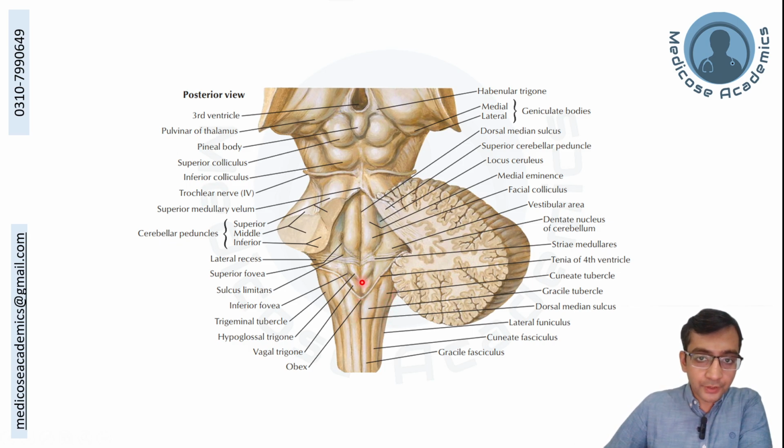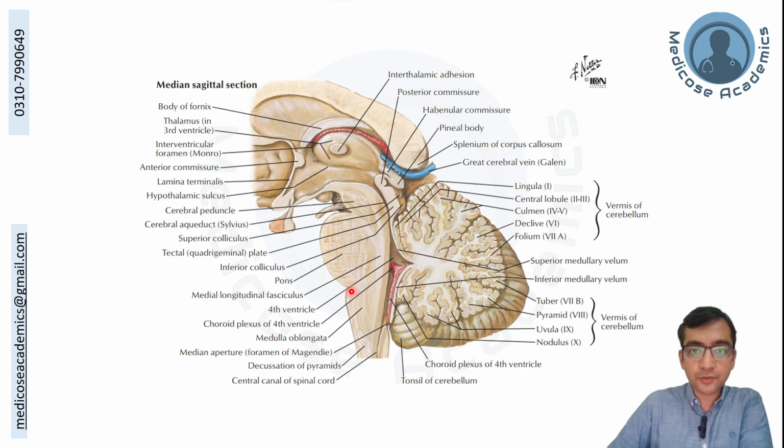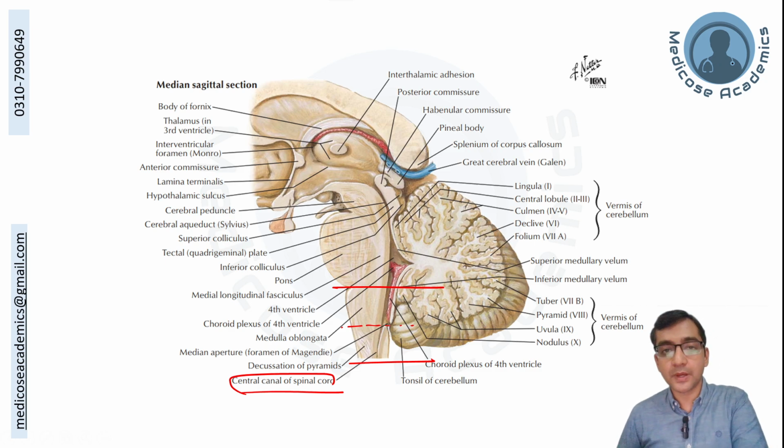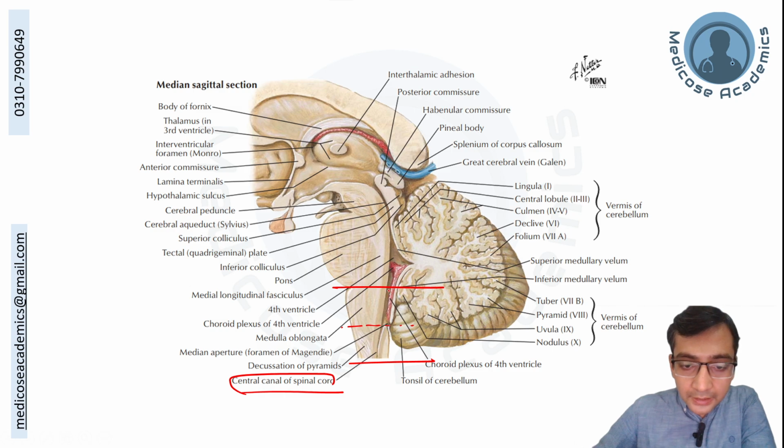Okay, moving above, let me show you a slightly different picture. If you see from the sagittal section, you can see the medulla oblongata. The CSF containing cavity in the medulla oblongata can be divided into two parts. In the lower half of the medulla oblongata, there is the central canal, which is very much similar to that of the spinal cord. And the upper half, this is the fourth ventricle.